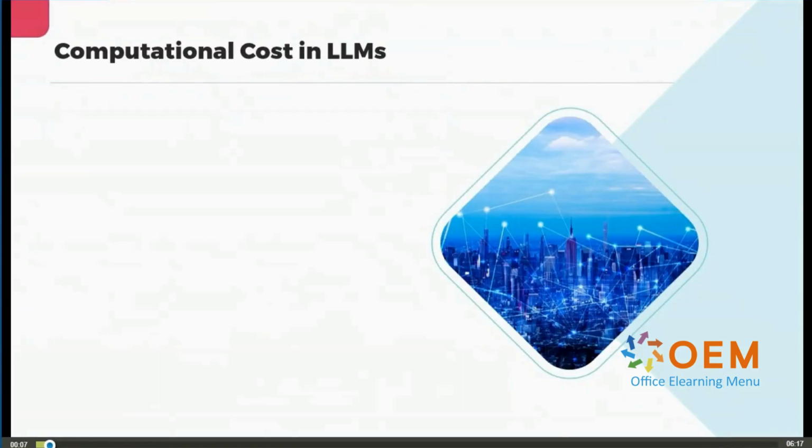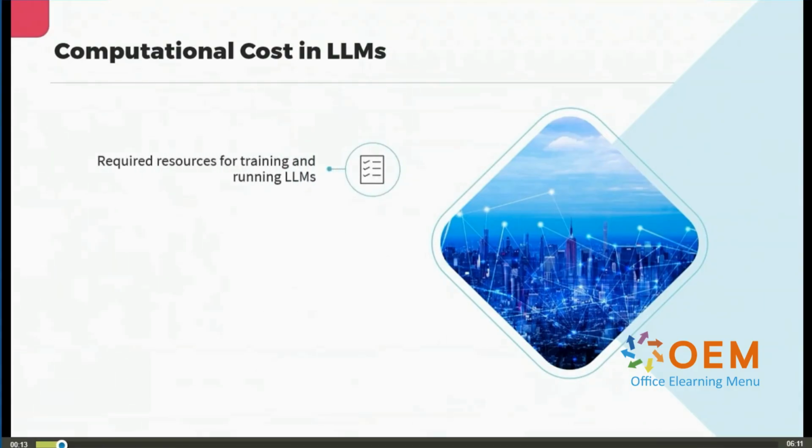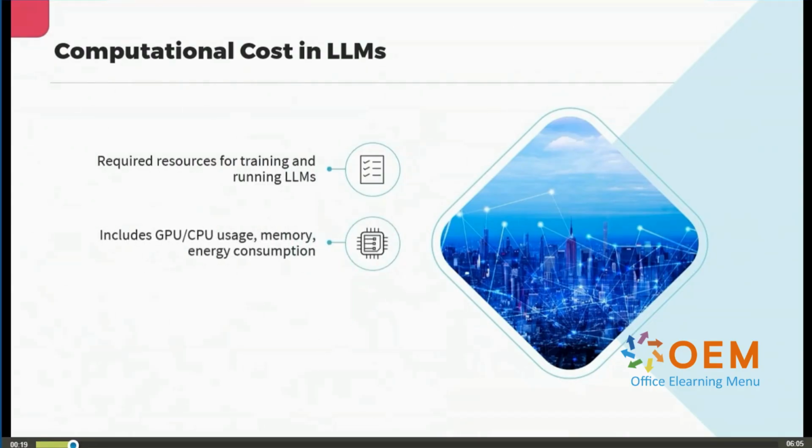Begin by understanding the computational costs associated with large language models. Computational cost refers to the resources required for training and running LLMs, and that will include things like GPU and CPU usage, memory allocation, and energy consumption. These resources are essential, but also represent a significant challenge when scaling or deploying these models.